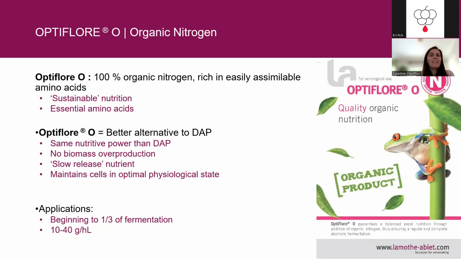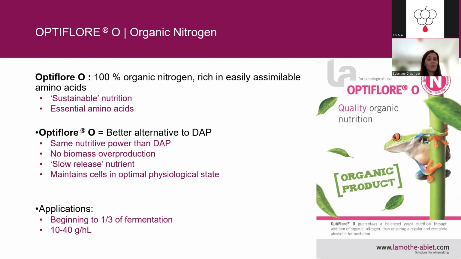Since we focus on these easily assimilable amino acids, they actually have the same nutritive power as YAN. It's not going to give you the same amount of nitrogen per se. When we are measuring YAN or assimilable nitrogen, it's not going to give you the same result, but the equivalence or the nutritive power is actually going to be the same. This is because these amino acids can be used right away as building blocks of protein. So there is way more nutritive power in an amino acid than in an ammonium ion that requires a lot of transformation. So Optiflor O has the same nutritive power as DAP, but there are no side effects such as the biomass overproduction and the spike of temperature.